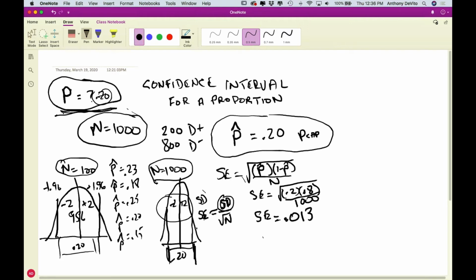And that formula is going to be, and remember, the way we used that formula before when we were working with numerical variables or means, we said that the confidence interval was equal to X bar plus or minus some Z value, or T value if it's a very small sample, times the standard error.